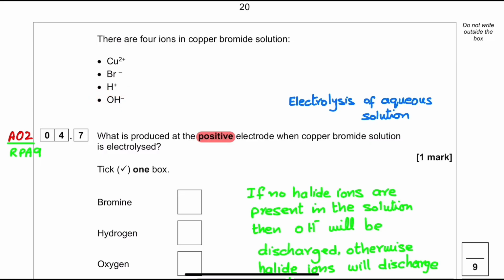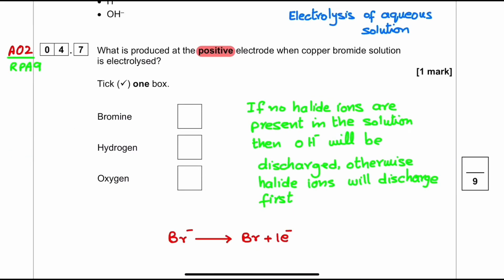So the rule is, first of all, the bromide ion will be discharged, then the OH will get the opportunity to be discharged at the positive electrode. So the correct answer is that bromine is formed at the positive electrode.